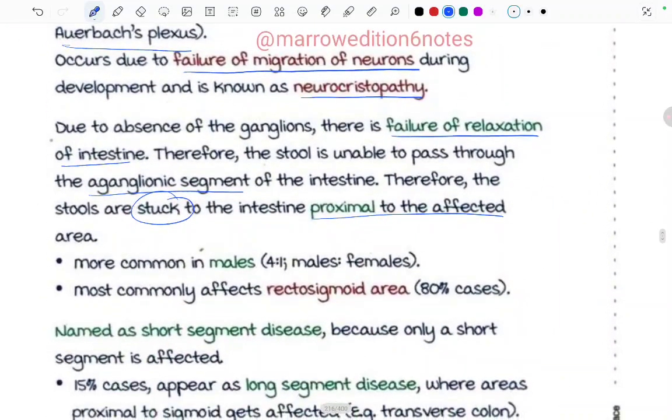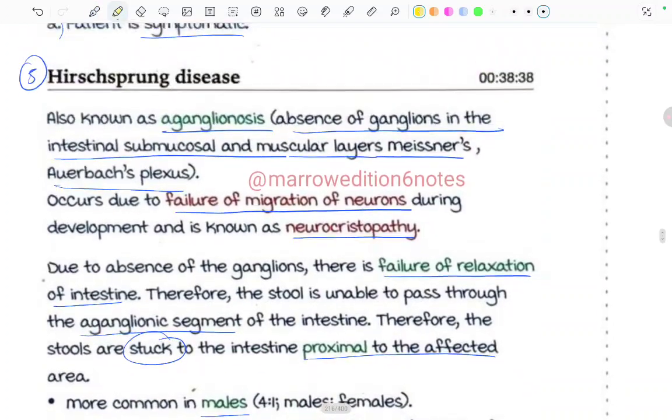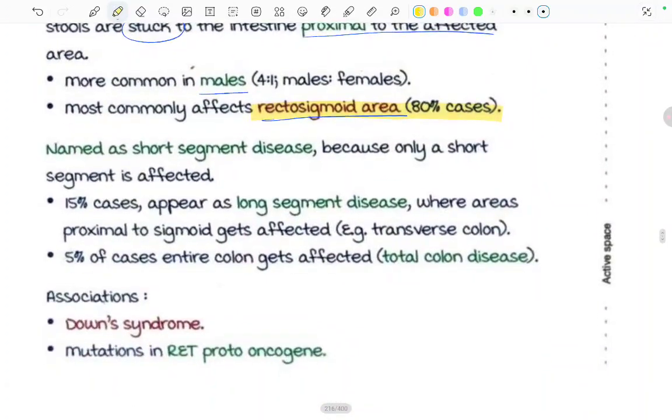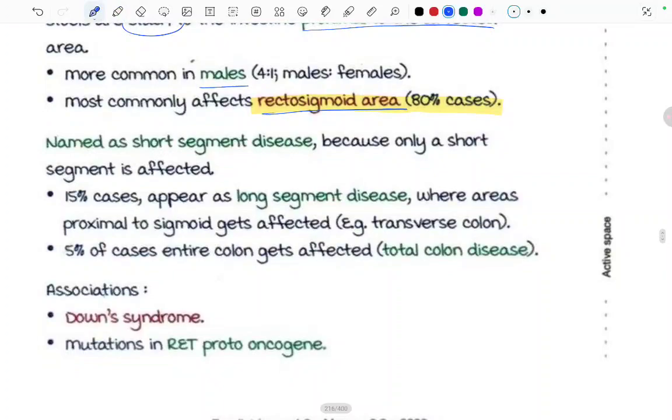Fine. And it is more common in males, 4:1 ratio, and most commonly affects the rectosigmoid area in 80% of the cases. What is affected in this Hirschsprung's disease? Rectosigmoid area is affected in 80% of the cases, named as the short segment disease because only a short segment is affected. 15% of cases appear as a long segment disease where areas proximal to the sigmoid get affected. In 5% of the cases, the entire colon gets affected, total colon disease. It has association with Down syndrome and mutations in the RET proto-oncogene.